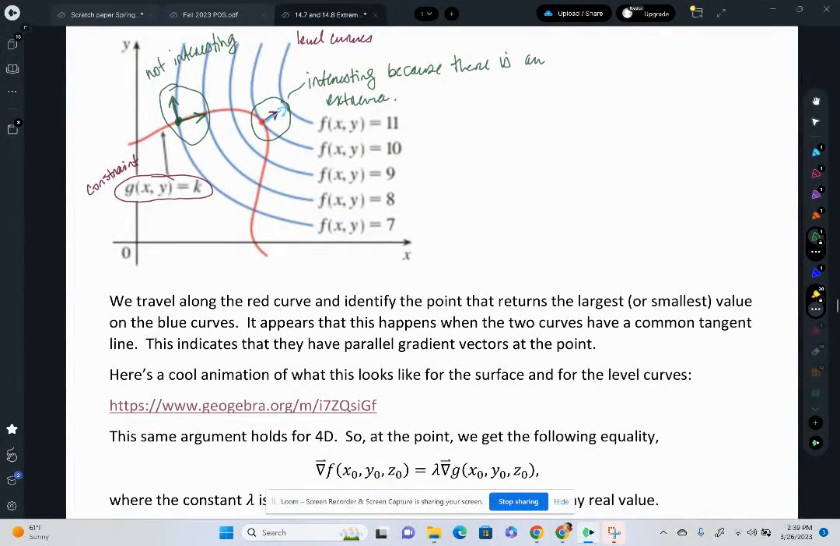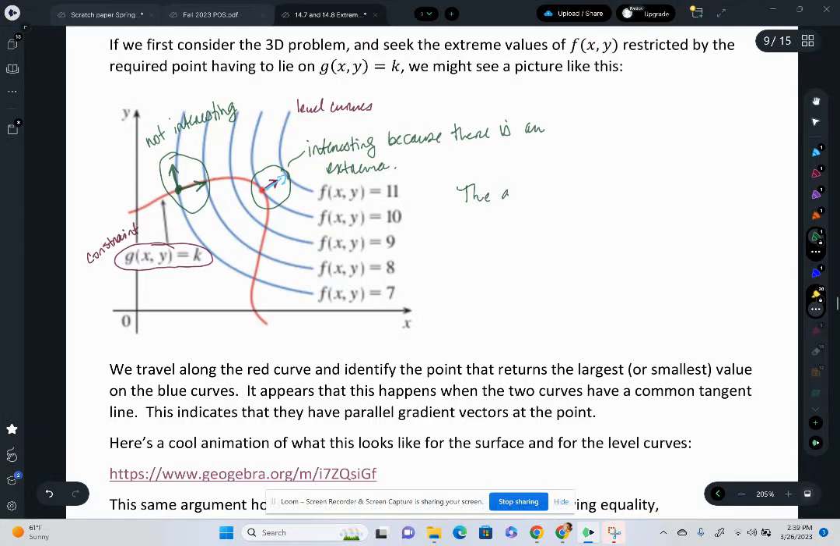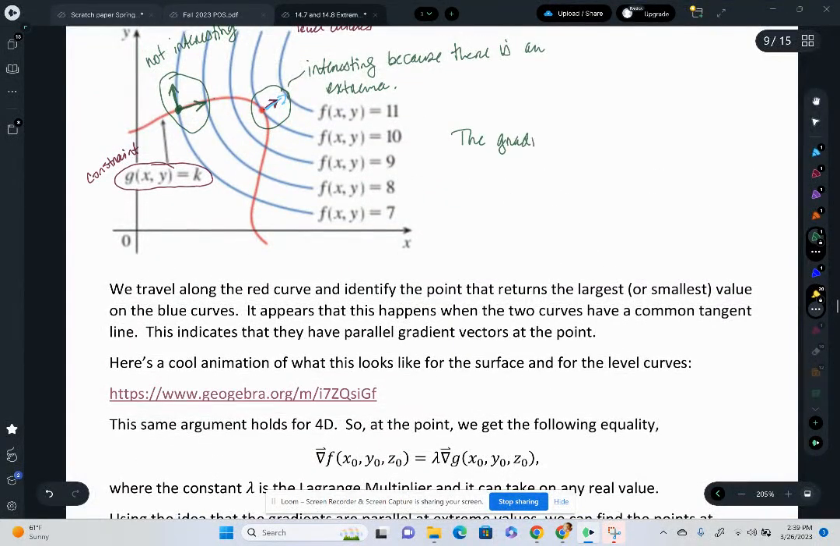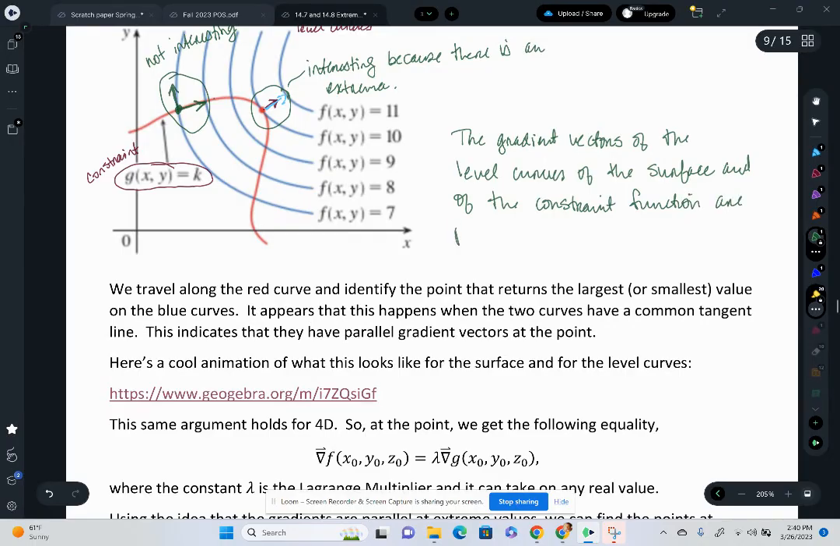So notice that the gradient vectors of the surface, the level curves of the surface, and of the constraint function are parallel, and I'm going to write in parentheses, not necessarily equal, because they may not be the same length, at extrema.